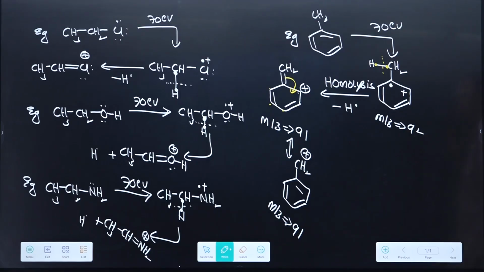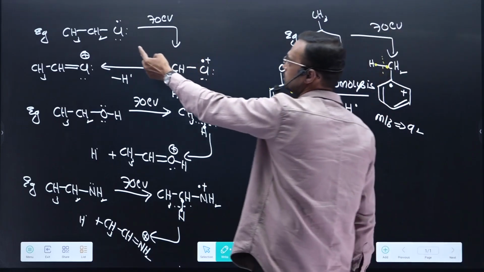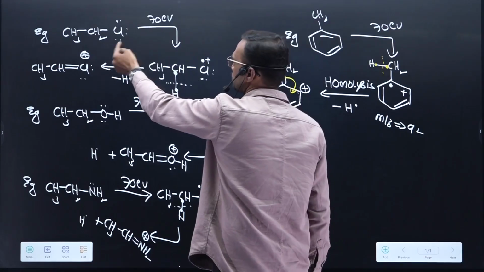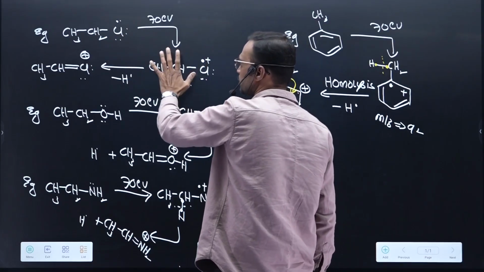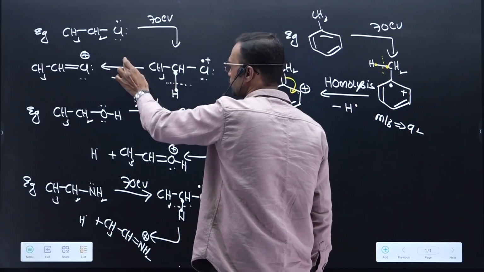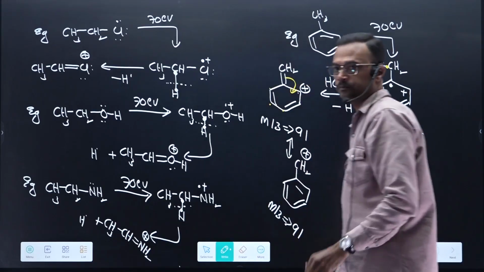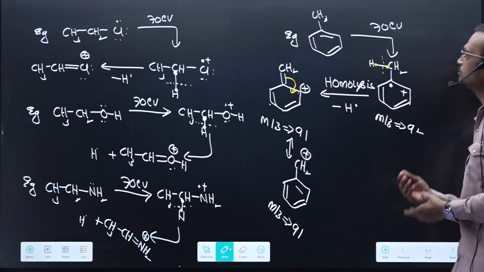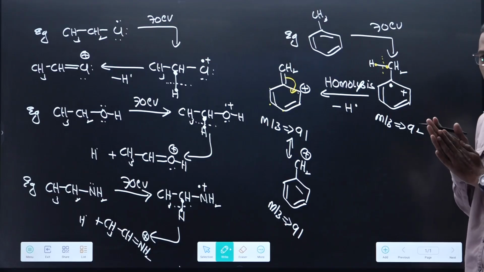Try to apply the logic every time. First you take a neutral molecule, eject one electron from its gaseous state and form a radical cation, which becomes a molecular ion. From molecular ion, homolytic fission, here also homolytic fission, homolysis. You need to identify whether we are doing homolytic or heterolytic.